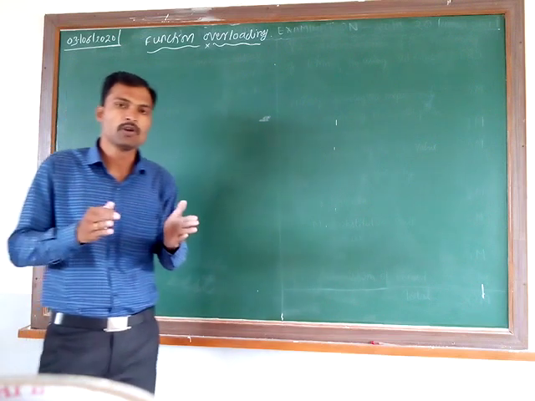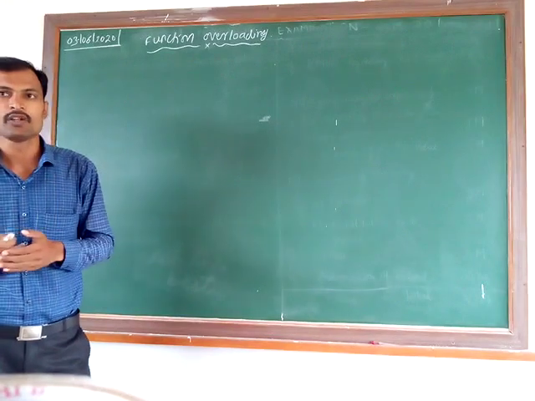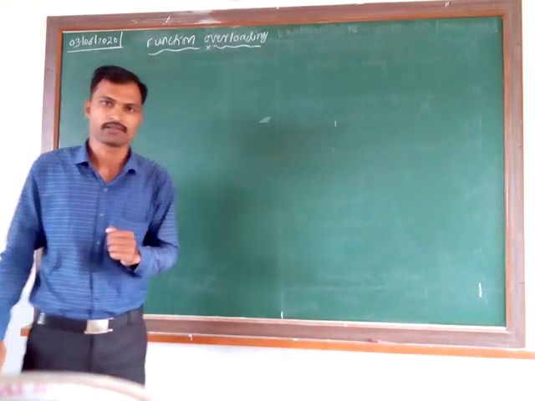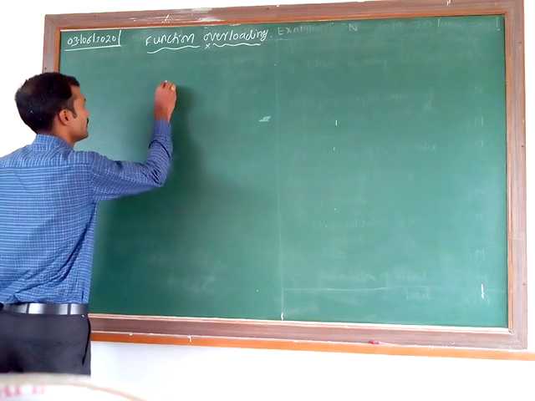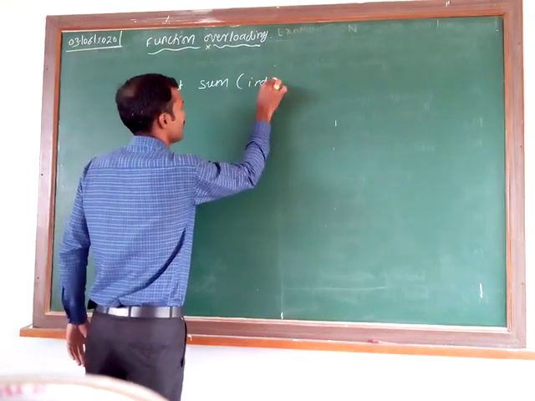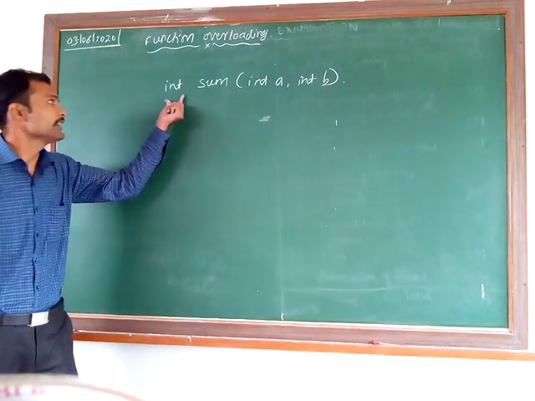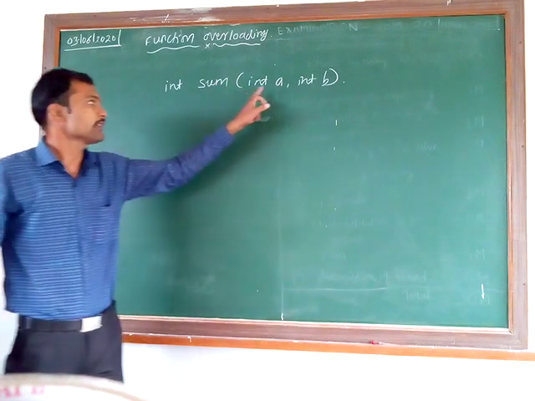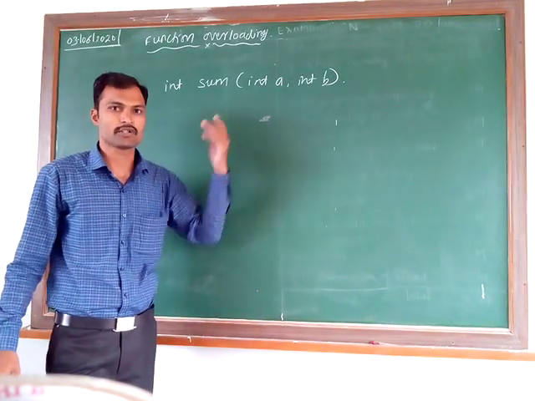Which means in one program we can take more than one function, and all the function names should be the same, but we have to make changes in the types of arguments or the number of arguments. Let us see an example. I will take, for example, int sum(int a, int b). This int is the return specifier. Sum is the function name. Int a is the first argument. Int b is the second argument. This is one function.